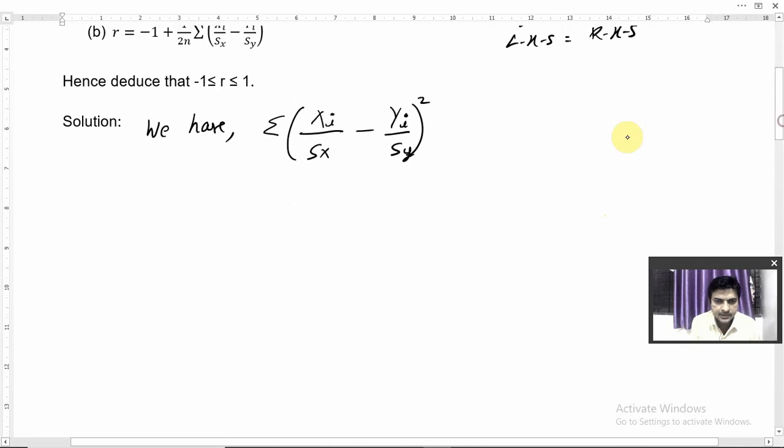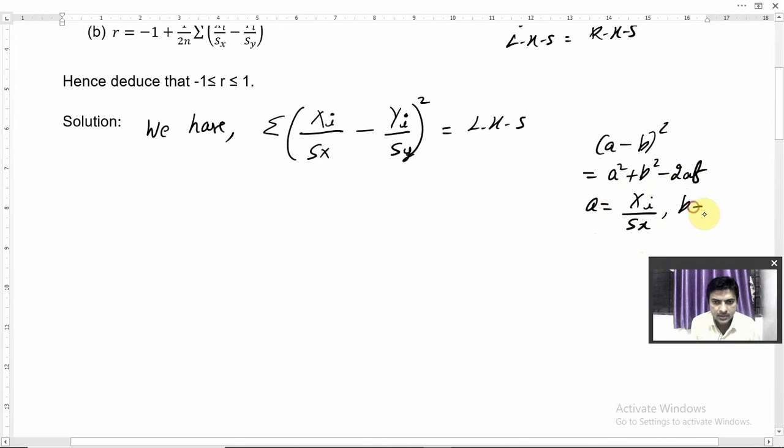Okay, so I have taken the LHS, and I will prove the RHS. Now you know a minus b the whole square is a square plus b square minus 2ab. Consider here a is equal to xi divided by sx and b is equal to yi divided by sy. So I'll simplify this one.